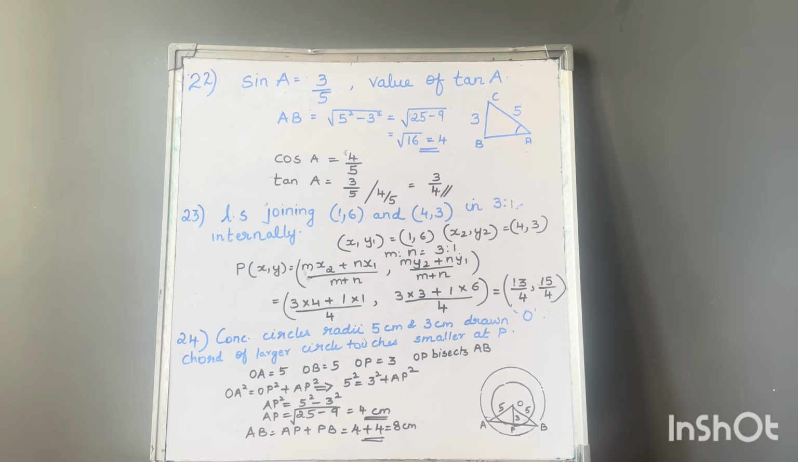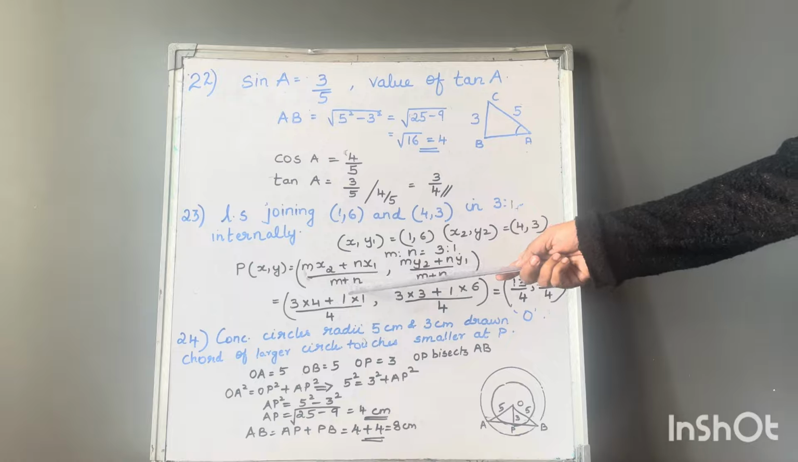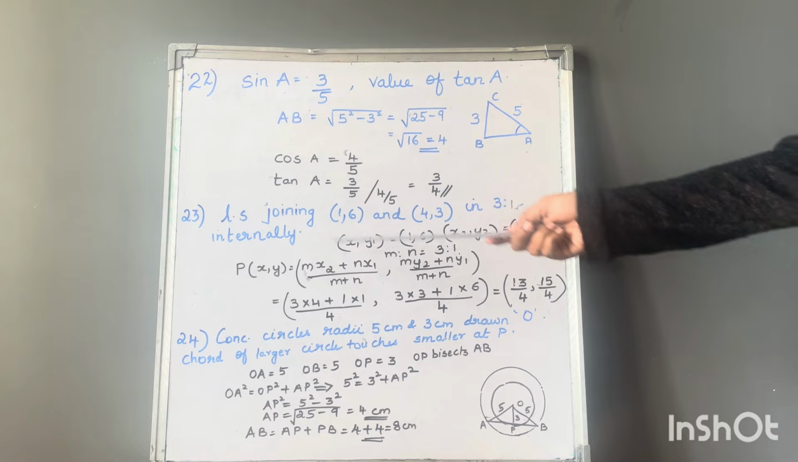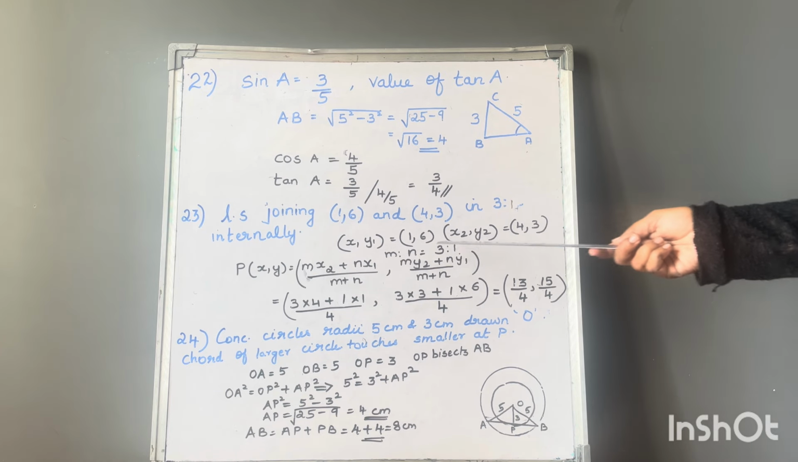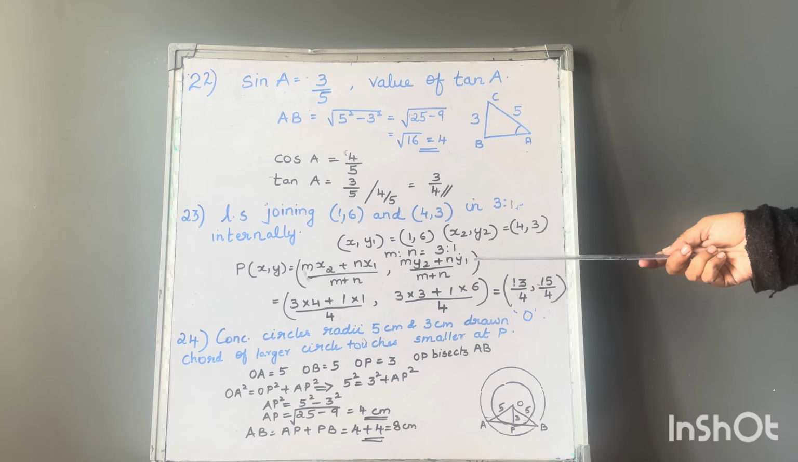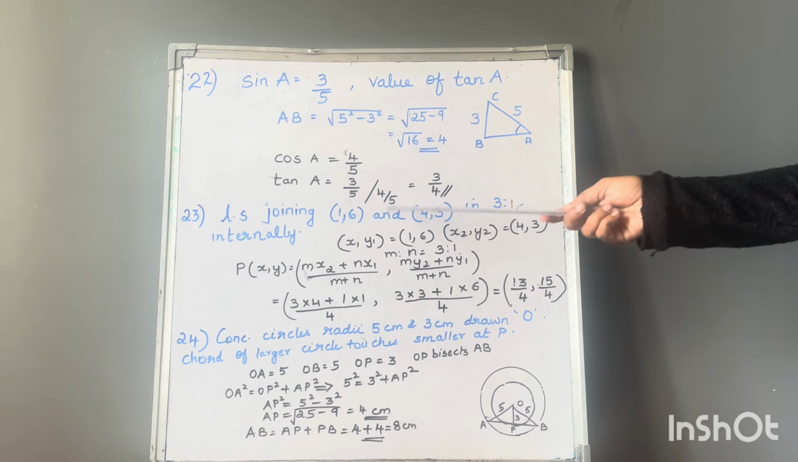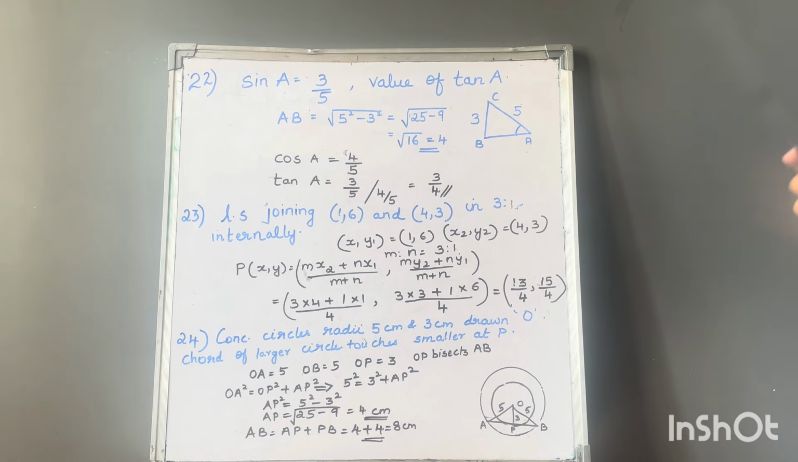So here we have a formula, the section formula, to find the coordinates of the point which divides the line segment joining two points in a ratio. It is given by (mx2 plus nx1) by (m plus n), which is the x coordinate of the point, and (my2 plus ny1) by (m plus n), which is the y coordinate of the point, if the ratio is m:n and the points are (x1, y1) and (x2, y2).